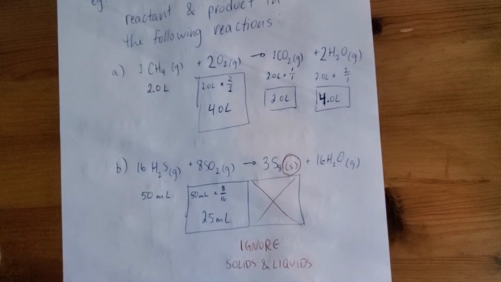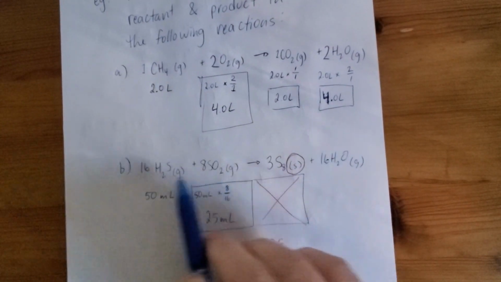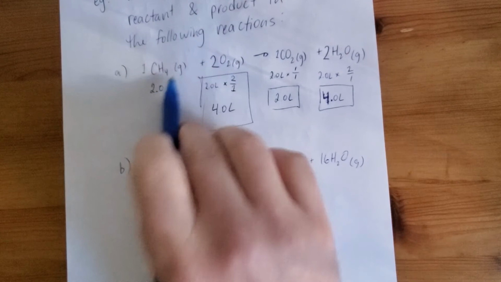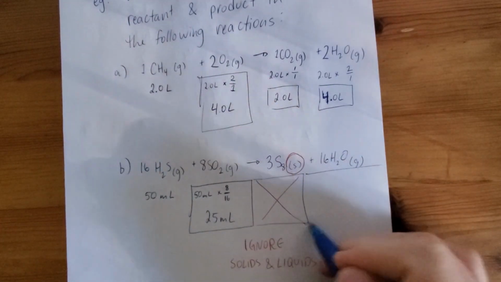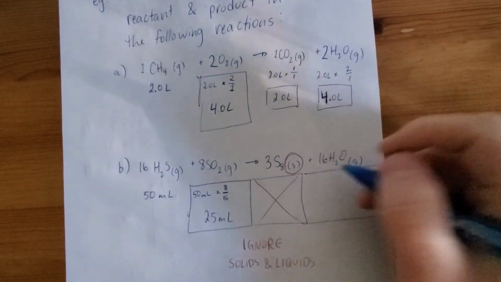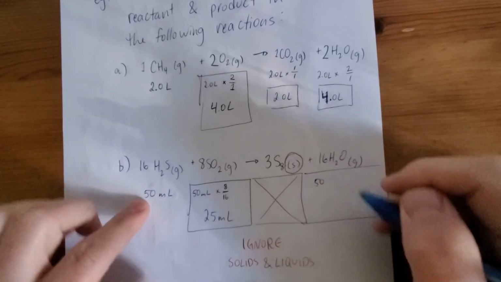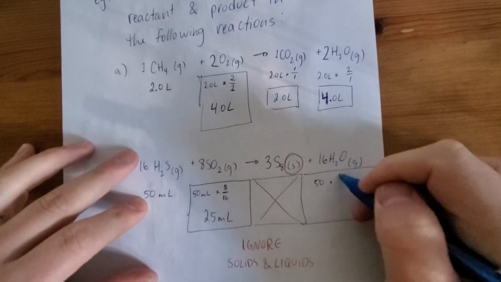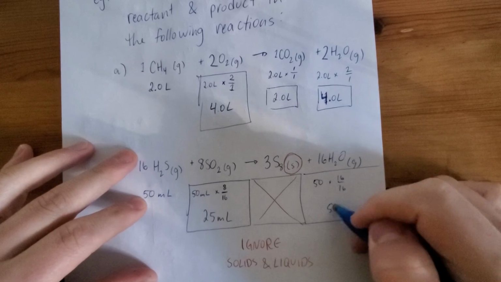That actually makes your life easy. And just be aware of these state symbols. They're very important because they'll tell you whether or not you actually have to do anything. This water here, we're starting with the 50. The ratio is going to be 16 over 16. So we're going to get 50 mils.